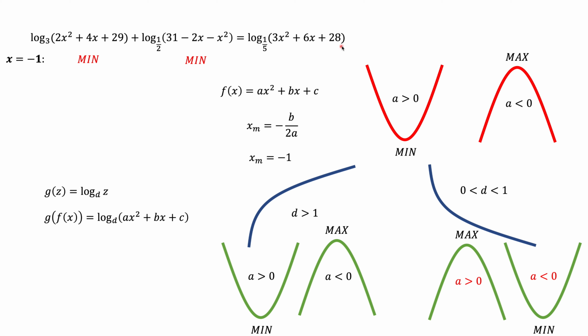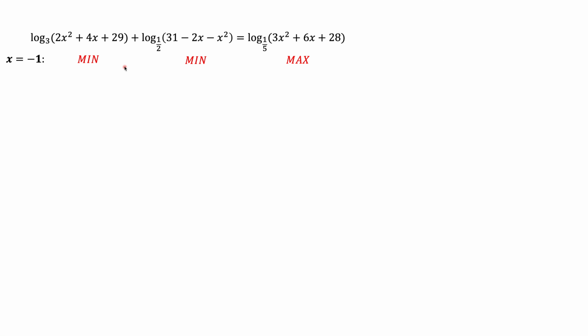Now if you look at the third logarithm, d is between 0 and 1, it's 1/5. So we're here. But a is 3, so we're here. So this function is going to achieve a maximum at the point of x equals to minus 1. So now what we're going to do, we're going to calculate the value of these logarithms for x equals to minus 1.